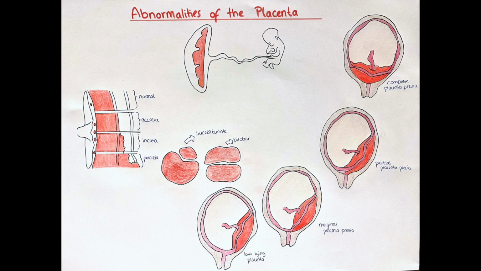The next, a little bit deeper implanted placenta, is called placenta increta. Here the chorionic villi invade the entire myometrium, so it goes just a little bit deeper than the placenta accreta. This accounts for roughly 15% of abnormally implanted placentas.